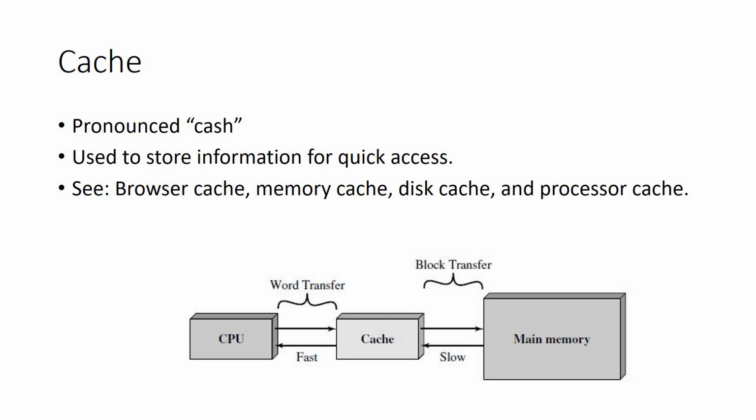Cache, pronounced cash, used to store information for quick access. Examples of cache are browser cache, memory cache, disk cache, and processor cache. Cache is sort of set aside memory that you can load information into so the processor can retrieve it faster, as opposed to it being stored somewhere deep in memory. They would have to call upon it and take longer to get there.